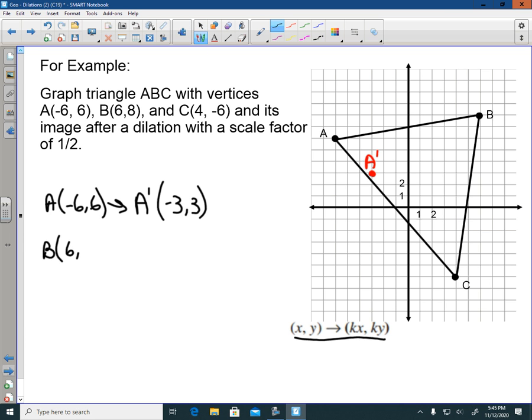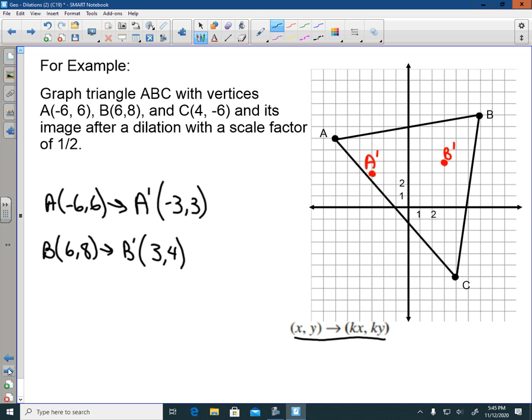Let's see, B lives at 6, 8. So B prime is going to be half of 6, which is 3, half of 8, which is 4, and now we have a location for B prime. +3, 1, 2, 3, +4, 1, 2, 3, 4, and here is the location of B prime.